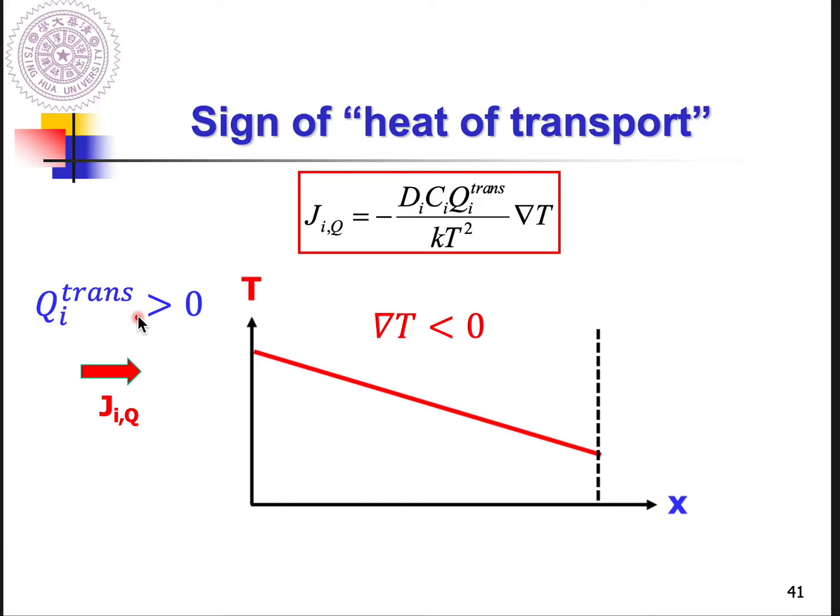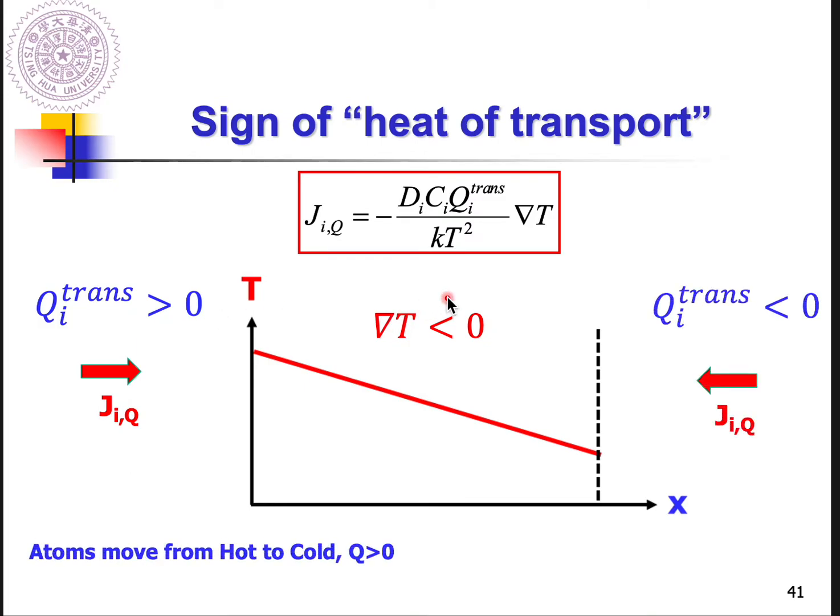And on the contrary, if the heat of transport is negative, and this is negative, and negative, so the atomic flux driven by the temperature gradient is negative. In this case, negative is toward the left-hand side. That implies that the atoms are pushed against the temperature gradient, from low temperature toward high temperature, right?